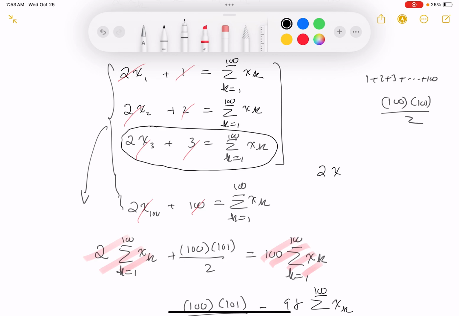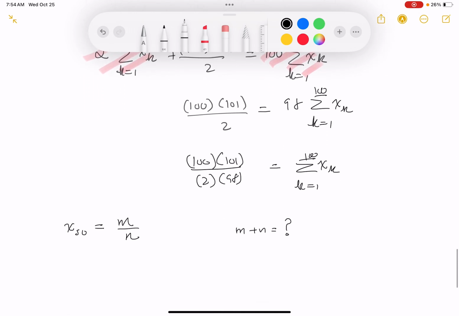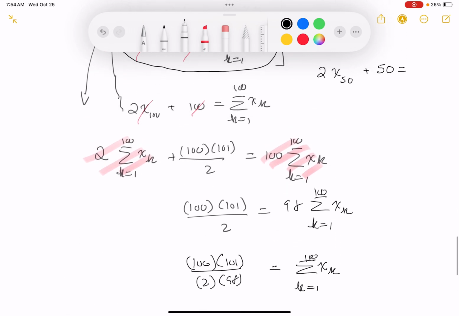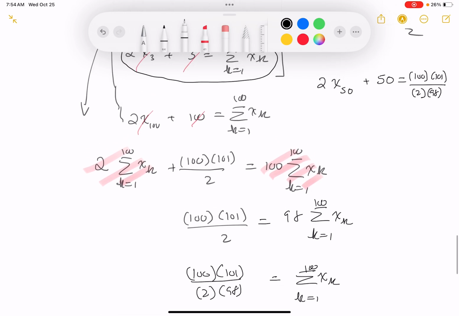So 2x50 plus 50 would be equal to the sum. Do I know what the sum is? I do. The sum is this 101 over 2 times 98. So I'm getting close to getting x50. And again, it's always a problem for me to do the arithmetic, but I'm going to do it.